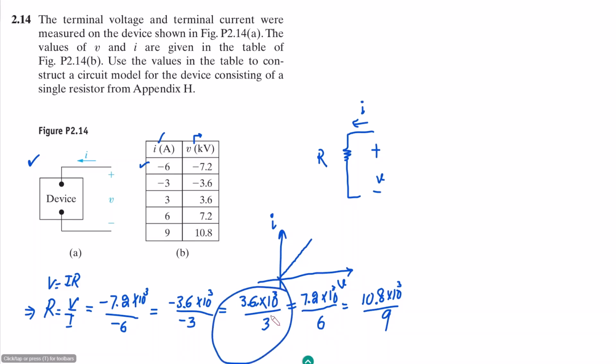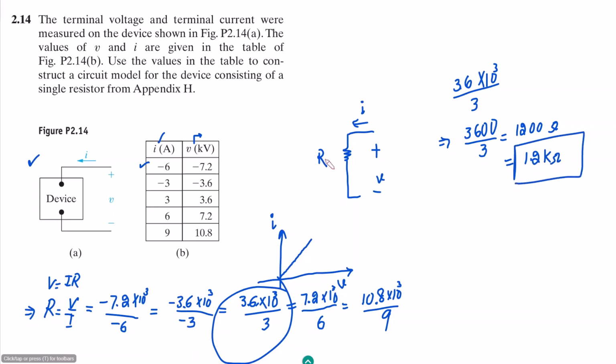Let me take this one, and it is what? It is 3.6 into 10 to the power 3 divided by 3, which is also 3600 divided by 3. Okay, which is what? Which is basically 1200 ohm or 1.2 kilo ohm. Okay, so that is what? That is basically the solution of this question, where the value of this resistor is 1.2 kilo ohm.